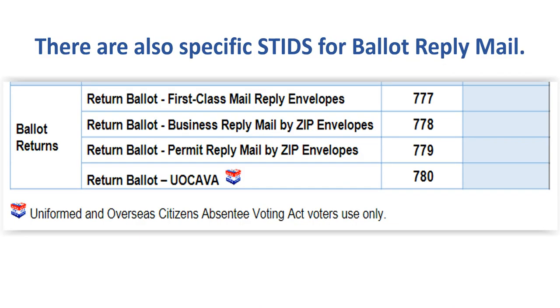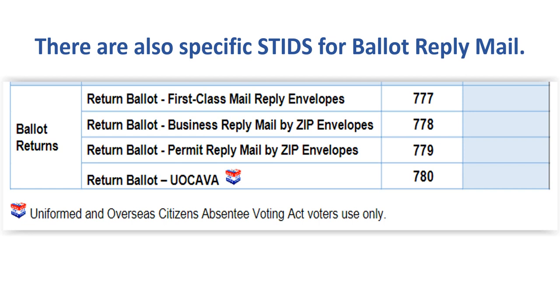Now, there are also a different set of specific STIDs or service types for ballot reply mail. Usually when you get a ballot sent to you by the government, the envelope has your name and address on it, and then you vote and fold it a different direction, and the reply barcode is out and the address to go back to the city, state, government, whatever you're sending it to.